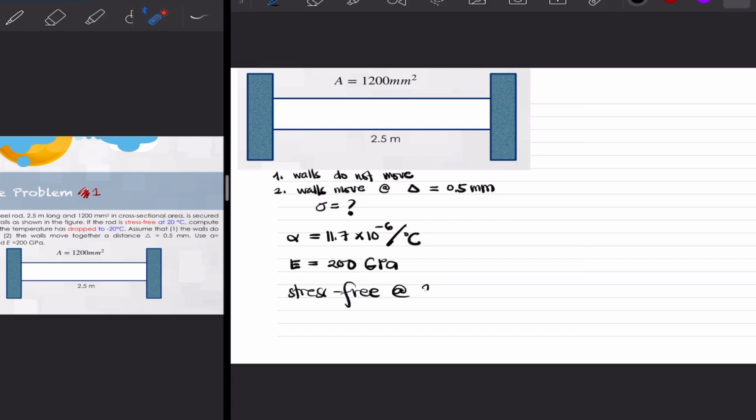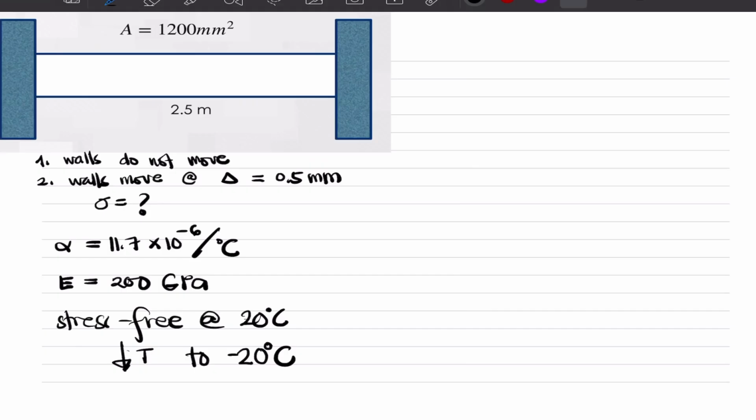Stress-free at 20 degrees Celsius. So, we drop the temperature to negative 20 degrees Celsius. So, the procedure I presented before, the first thing to do is to remove all constraints.